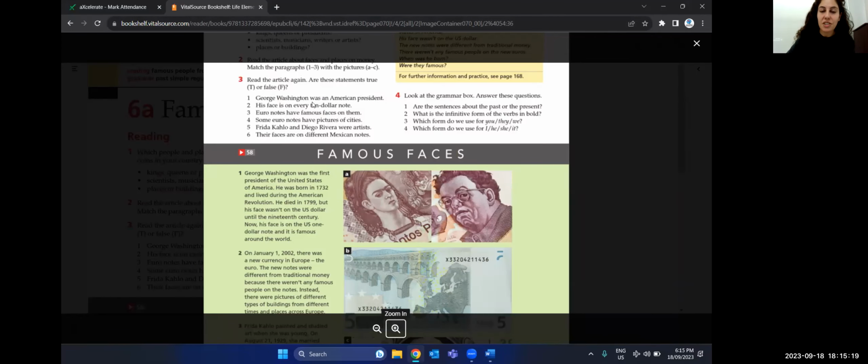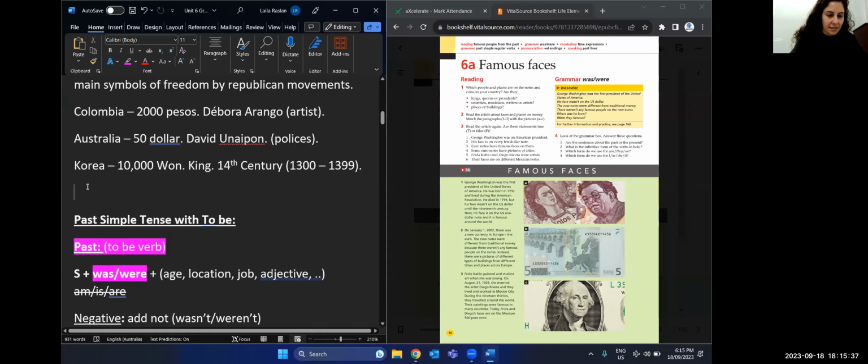So George Washington was an American president. Was that true or false? True. We read that. True. His face is on every $10 note. False. So I'll put some answers here.